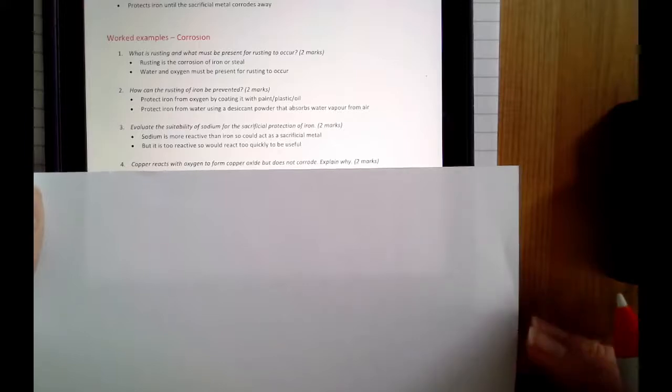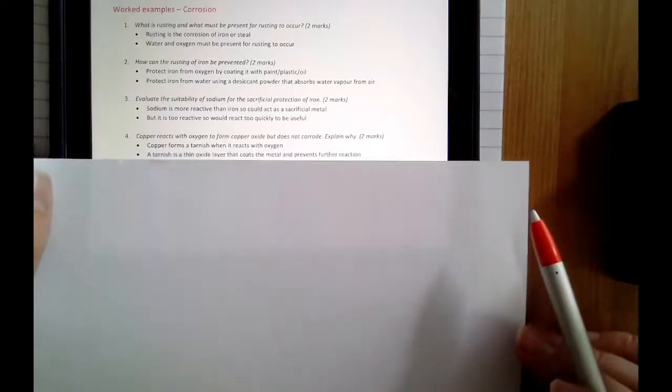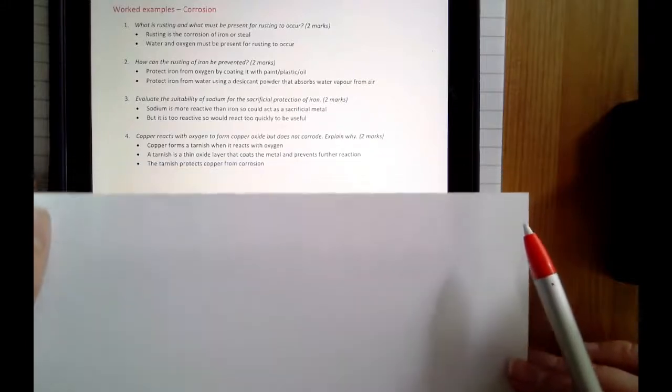Copper reacts with oxygen and forms copper oxide but does not corrode. So remember, corrosion, it's not just about reacting, it's about reacting and becoming weaker. The reason that copper doesn't become weaker is because it can form a tarnish, and that tarnish prevents the rest of the metal reacting, so it protects it from corrosion.